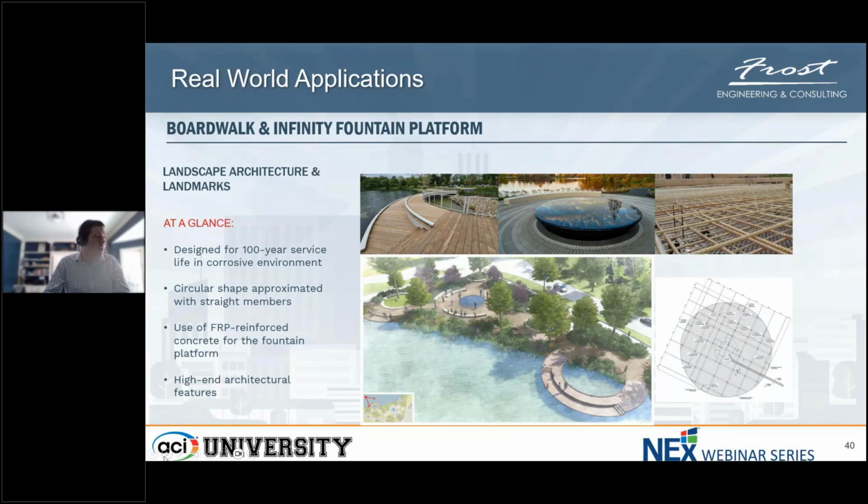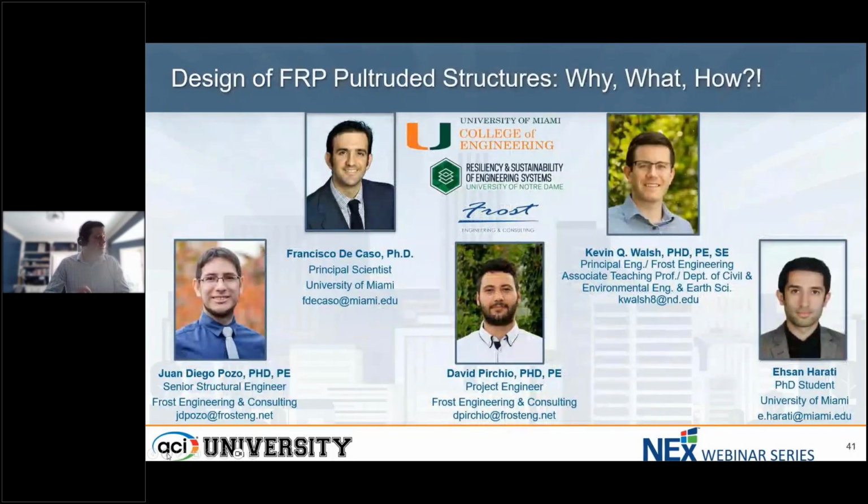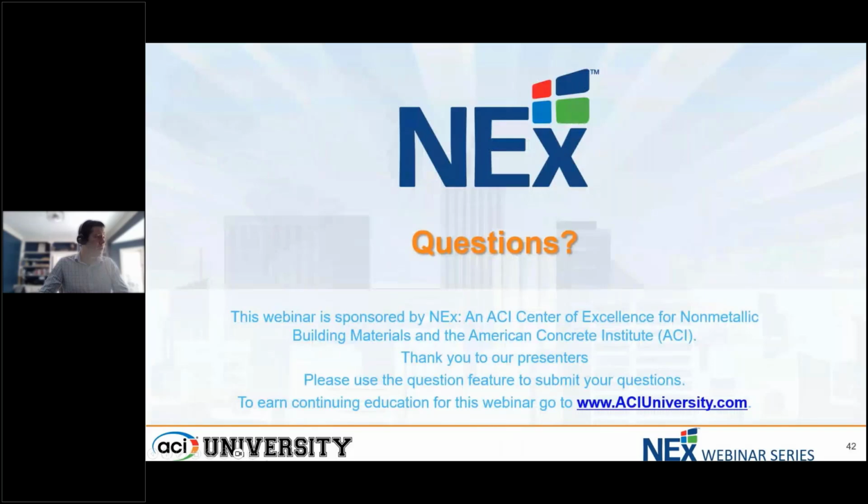So two types of FRP on this project, even though they're both kind of buried and hidden, but we're very proud of it. And a great application of an outdoor space where corrosion resistance for a long service life was absolutely necessary. I'll hand it back to you, Aparna.